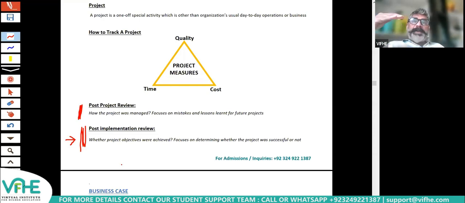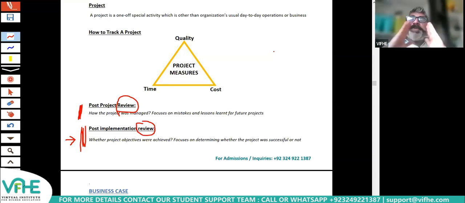Post-implementation review. So once the project is finished. Okay. All right, let me simplify it for you. So there are two types of reviews. One is called post-project review and one is called post-implementation review. Both are done after the project is finished. Clear? Let's go step by step. Please hold your comments.